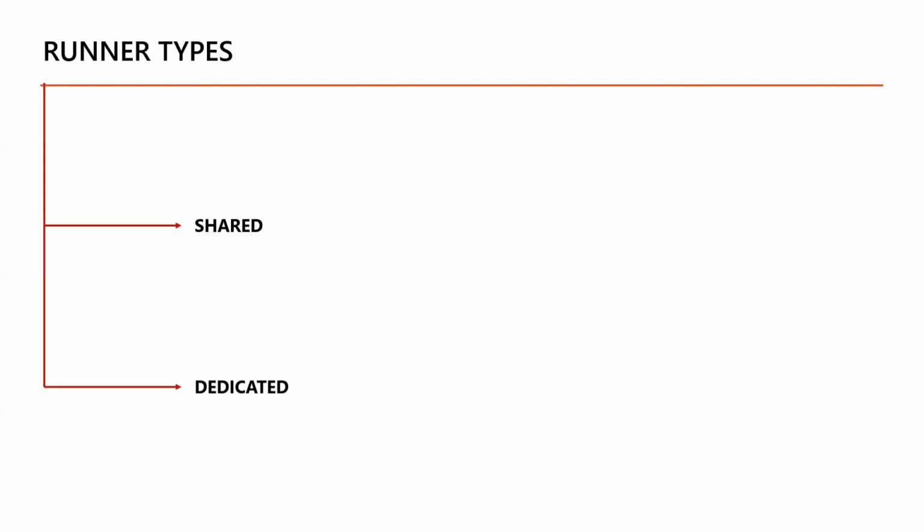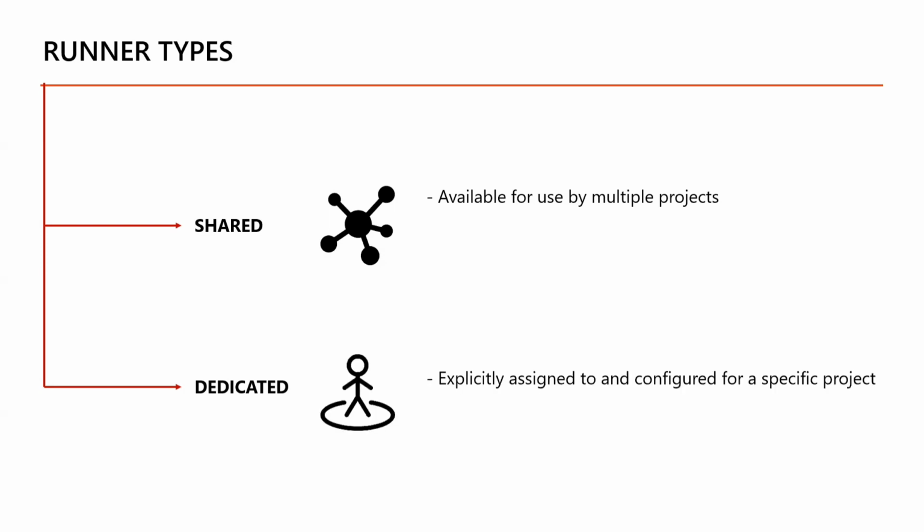So GitLab supports different types of runners, each with its own characteristics. Common ones include the shared runner and the specific runner. From the name itself, they are either shared across projects or specific to a project. A shared runner is a CI/CD runner that is available for use by multiple projects within a GitLab instance. A dedicated runner is a CI/CD runner that is explicitly assigned to and configured for a specific project.